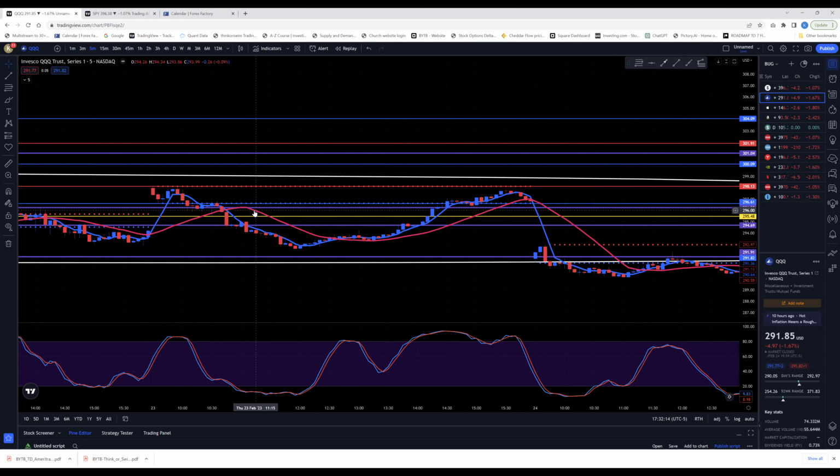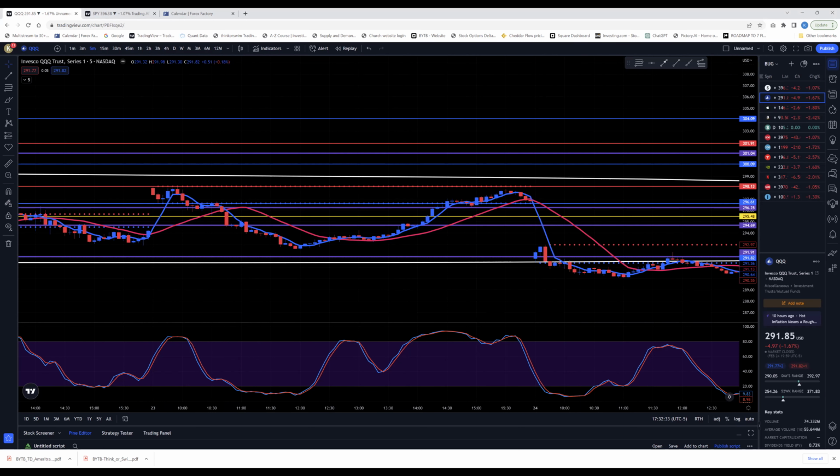So 295.84, which is right about here. All right, and the reason I called this was because the previous ORB was kind of right here in this area. All right, now, if you got out there, especially if you got in up here, you'd have made yourself some pretty good money.